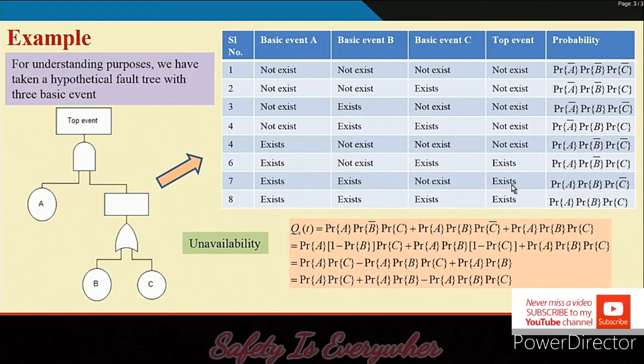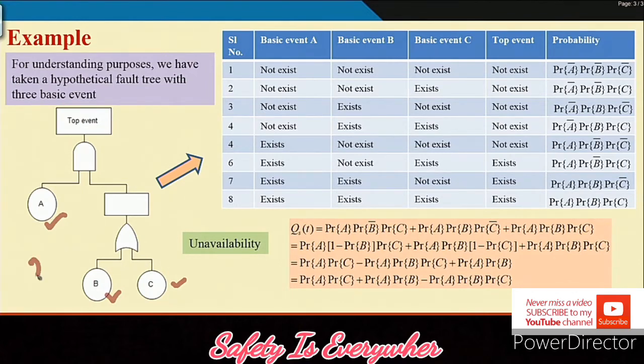Now, using this principle, we have given a little complicated one. It is not exactly only AND or OR, but a combination of AND and OR gates. And here, how many basic events are there? There are three basic events. We have written A, B and C; otherwise, you can write B1, B2 and B3. So, each having two states, there will be 2 to the power 3 equal to 8 combinations.